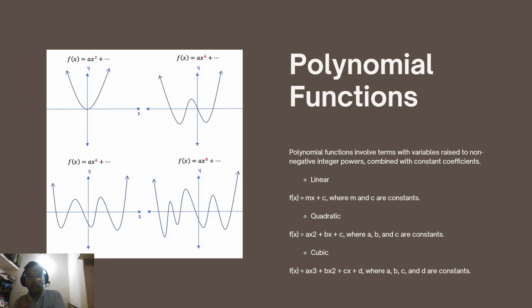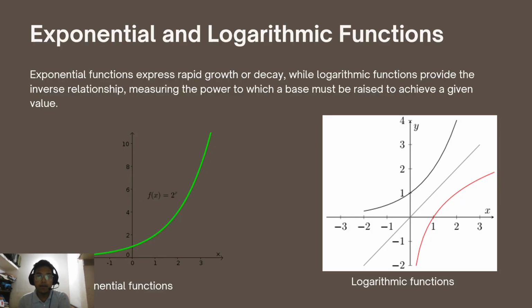Okay, so polynomial functions involve terms with variables raised to non-negative integer powers combined with constant coefficients, like linear, which is mx plus c, where m and c are constants, right? We have quadratic, which is ax squared plus bx plus c, where a, b, c are constants, right? Or we can go with cubic also, which is ax cubed plus bx squared plus cx plus d, where a, b, c, d are constants. These are some of the polynomial functions.